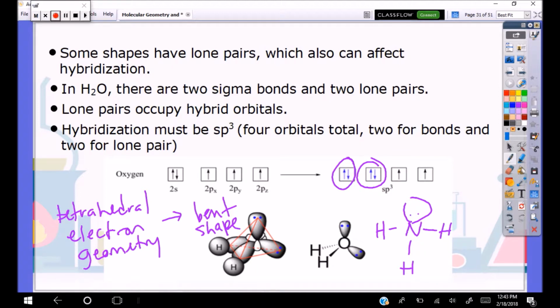One more thing to just kind of clarify, pi bonds will never form without a sigma bond first. I know I said that earlier, I just want to reiterate that point.